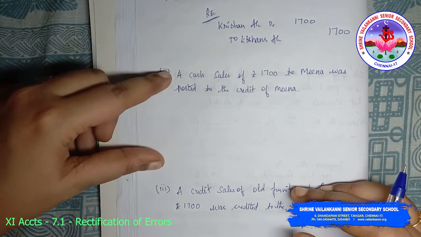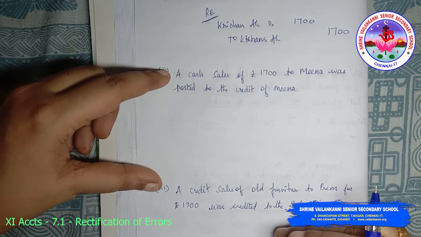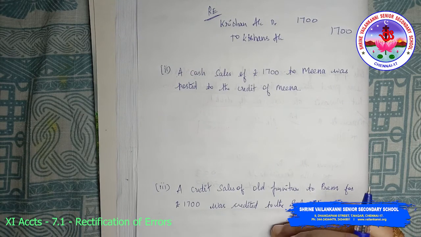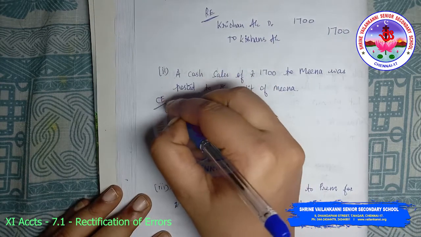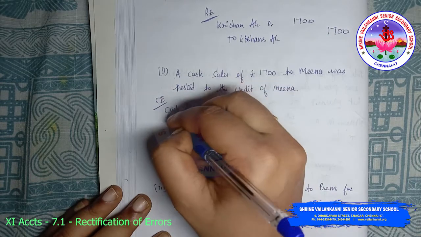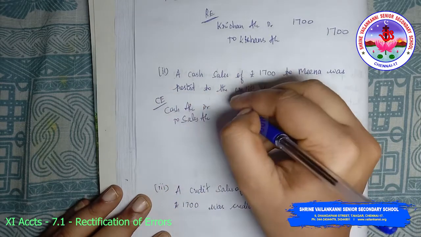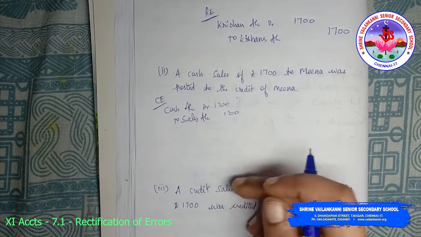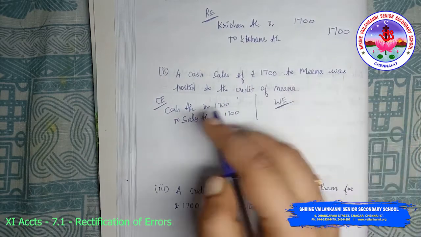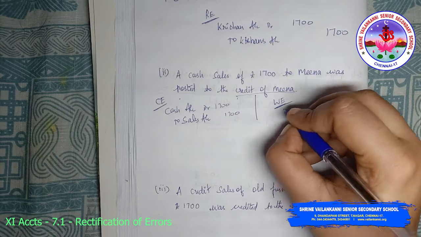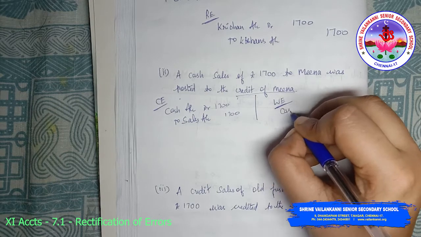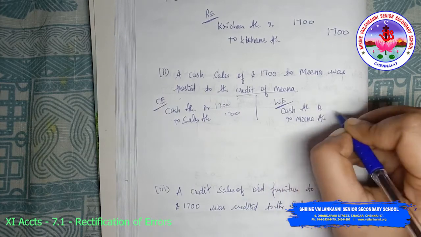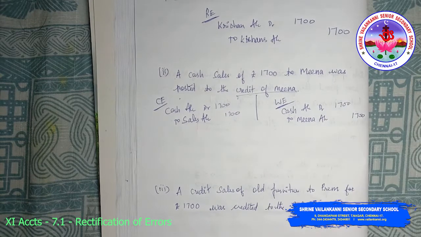The second transaction, a cash sales of rupees 1,700 to Meena was posted to the credit of Meena. Now what is the correct entry? Cash sales, cash account debit to sales account 1700. This is the correct entry. But what is the wrong entry that they have done? They have posted to the credit of Meena. So they have written it like this: cash account debit to Meena account 1700.